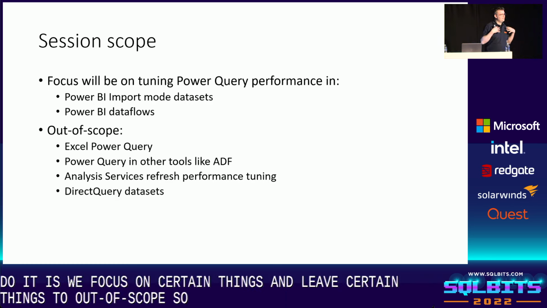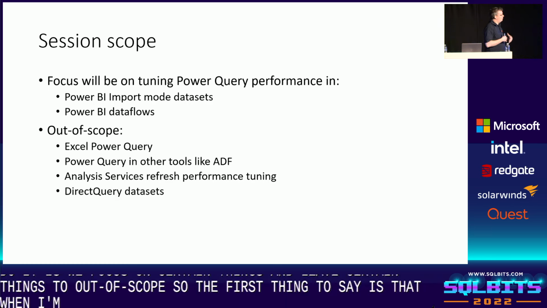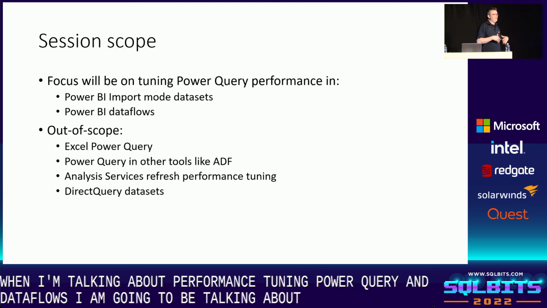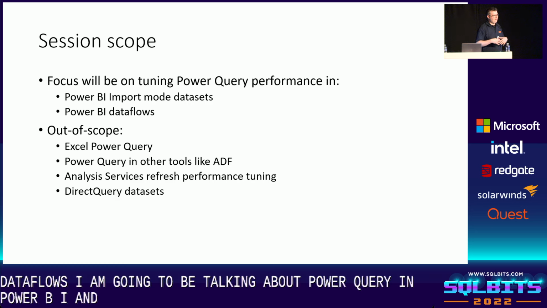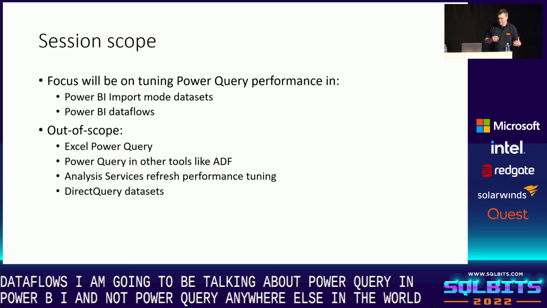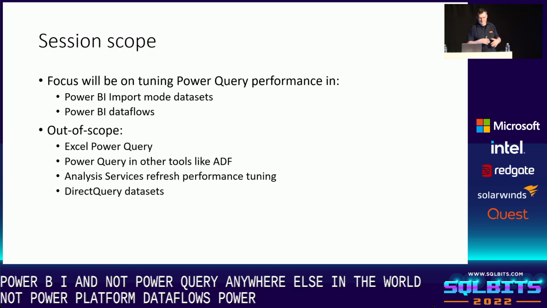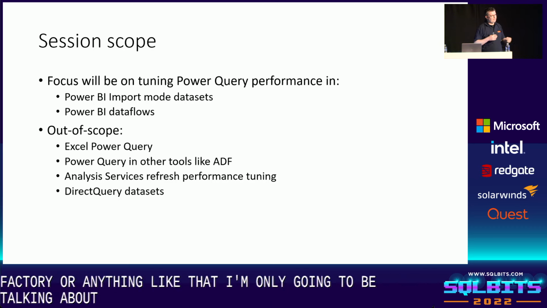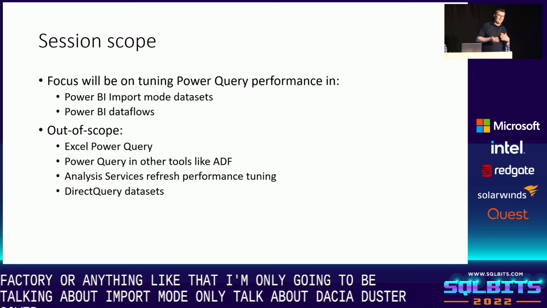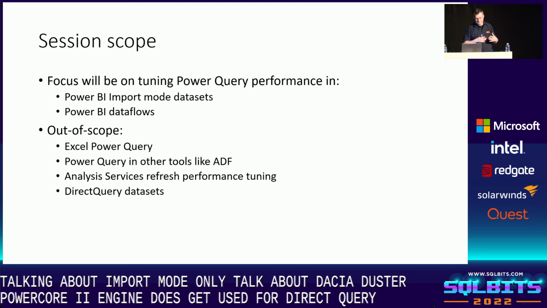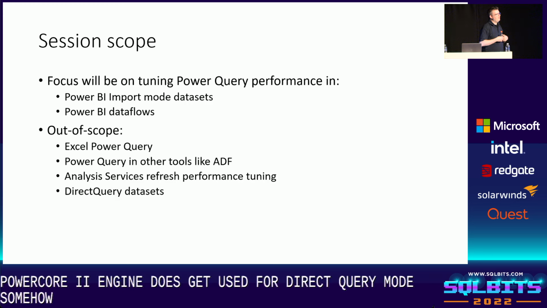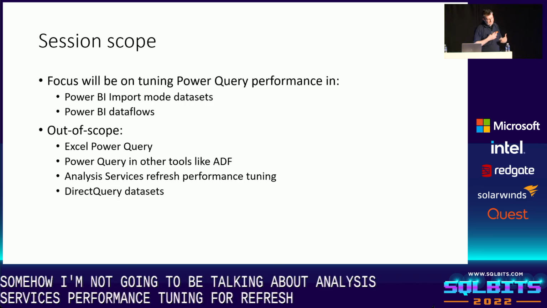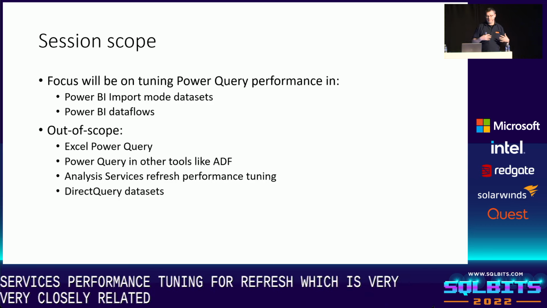So the first thing to say is that when I'm talking about performance tuning, Power Query, and data flows, I am going to be talking about Power Query in Power BI and not Power Query anywhere else in the world, not Power Platform data flows, not Power Query in Azure Data Factory or anything like that. I'm only going to be talking about import mode when we talk about data sets, because the Power Query engine does get used for direct query mode somehow. I'm not going to be talking about analysis services performance tuning for refresh, which is very, very closely related, but I'll try and kind of put that out.